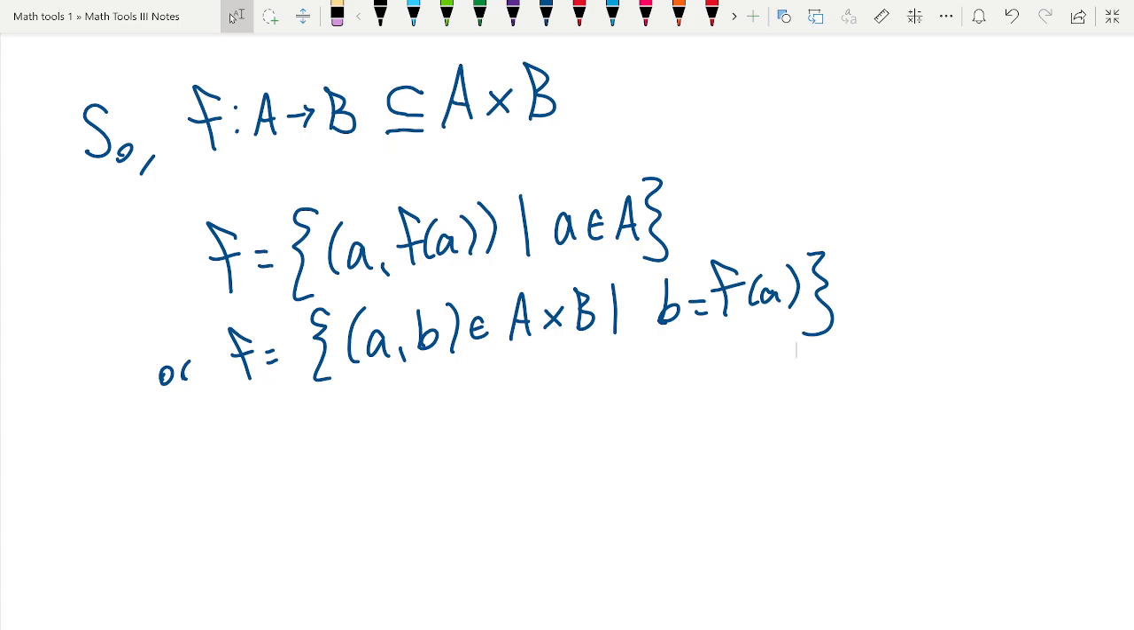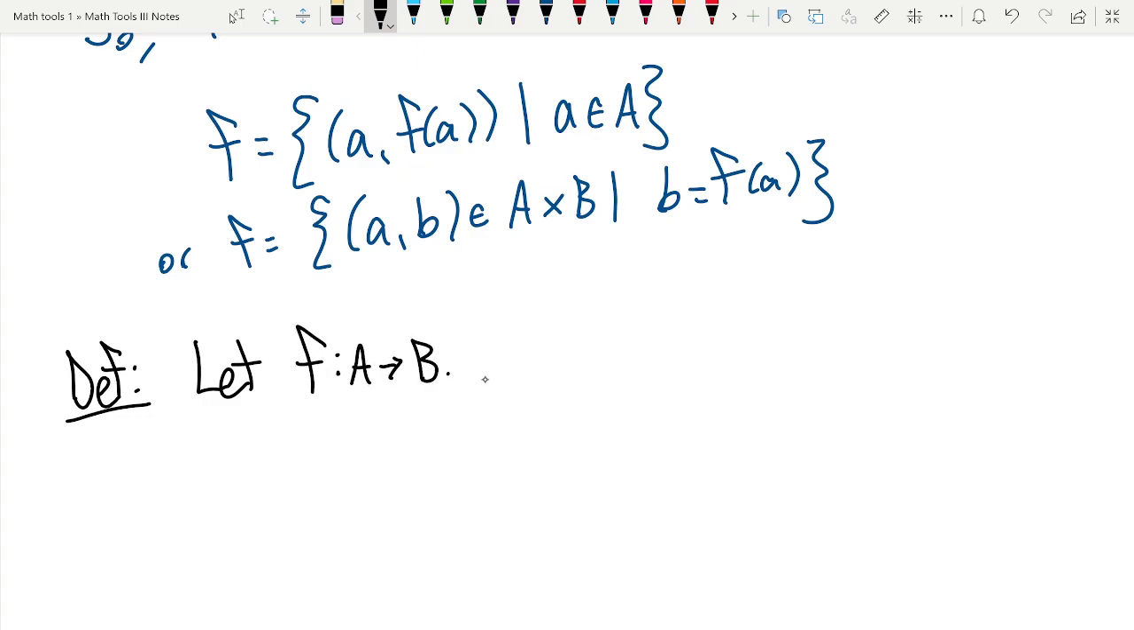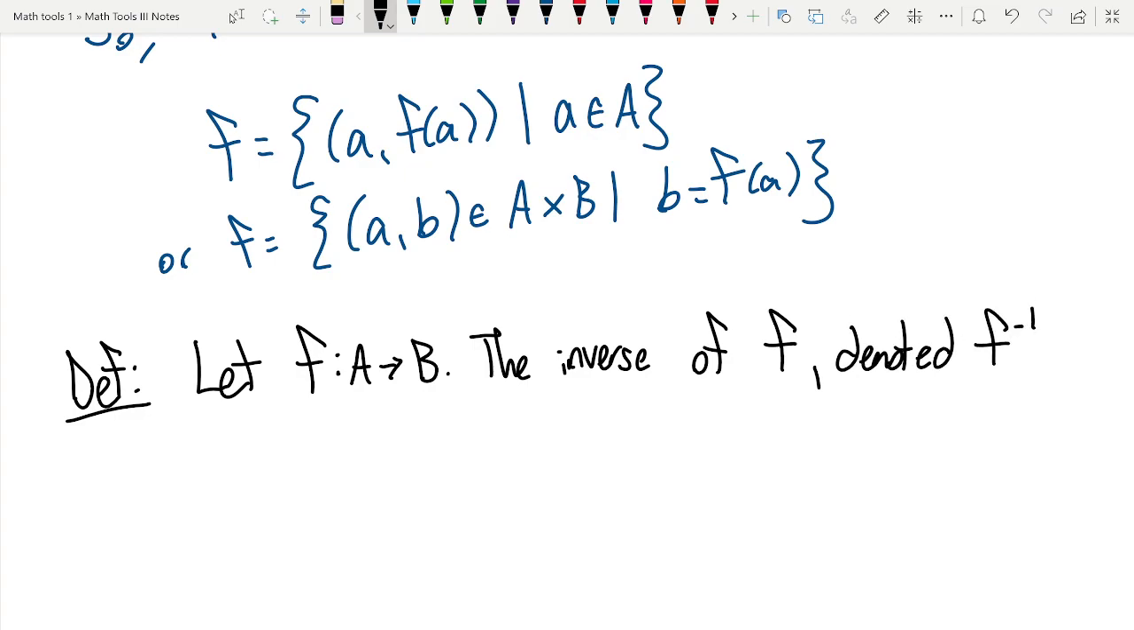Right? So this is kind of the framework that allows us to put all these things together. All right, so let's get into the definition of inverse functions then finally. So let f be a function from A to B. The inverse of f, denoted f to the negative 1, right?